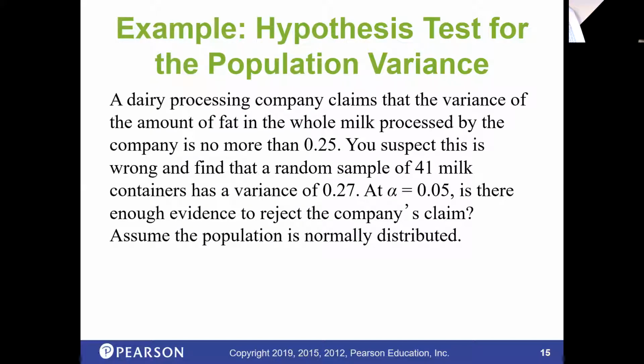So this dairy producer needs to know the amount of fat in the milk so that they can label it skim, whole, 1%, 2%, what have you. But it's not going to be perfect every single time. There is going to be some variance in there. Now you want to minimize this variance for quality control. So he's claiming that it's no more than 0.25, which is the limit. It means that it's going to be less than 0.25.